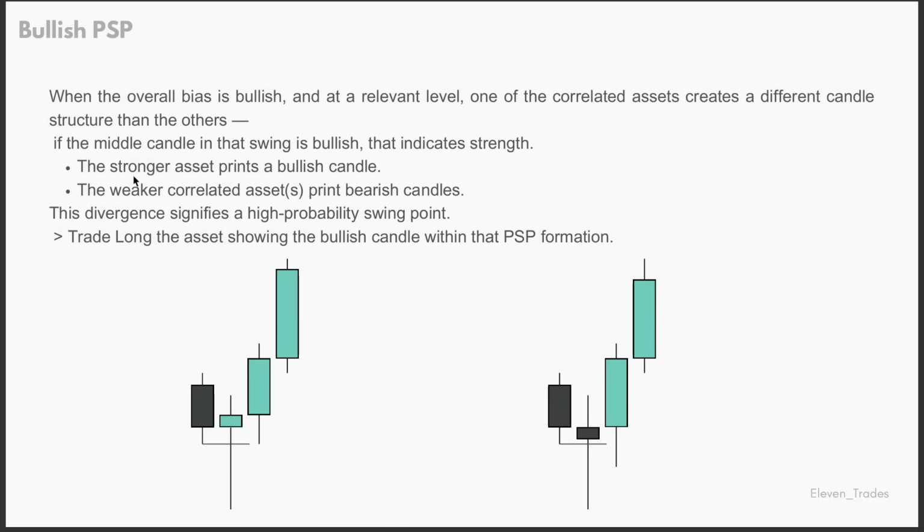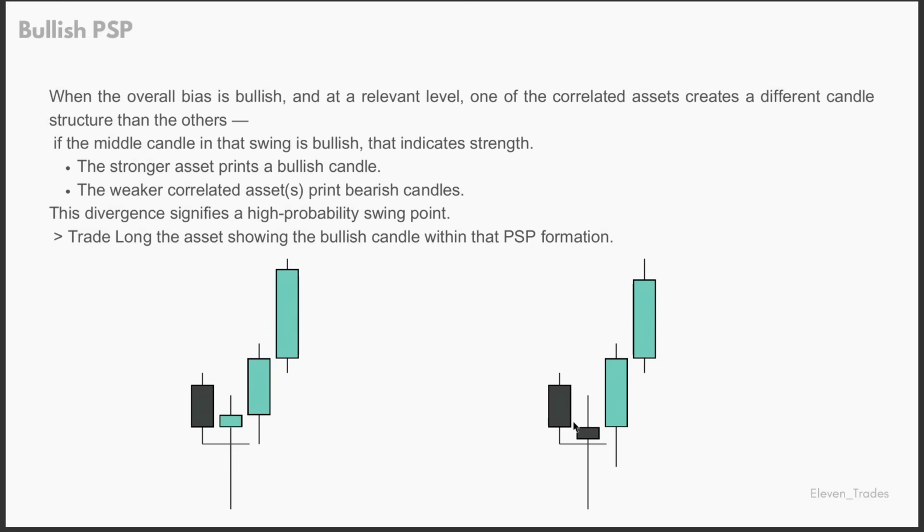So here we have the bullish PSP. When the overall bias is bullish and at a relevant level, one of the assets creates a different candle formation compared to the other. The stronger asset will print a bullish candle and the weaker asset will print a bearish candle. That divergence signifies and confirms the PSP. So here we have the first asset and here we have the second asset. On this asset, the second candle of the swing point is bullish, so it closed into the highs, and now the third candle of the swing point will expand higher away from that.